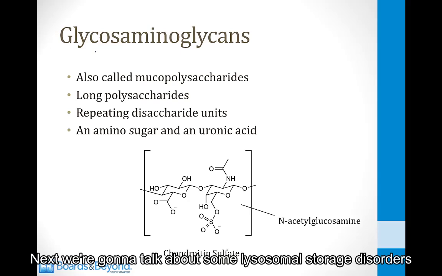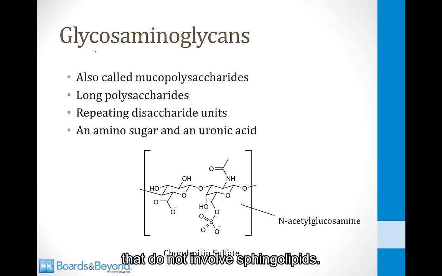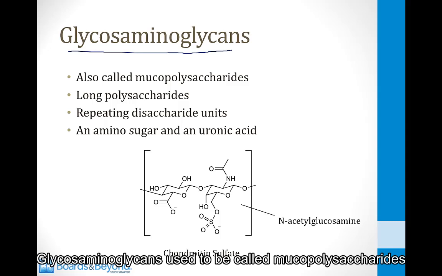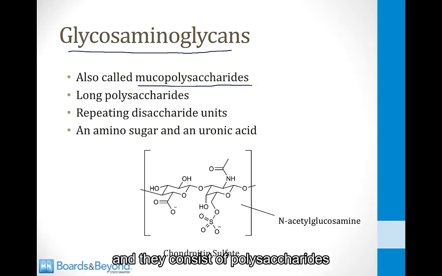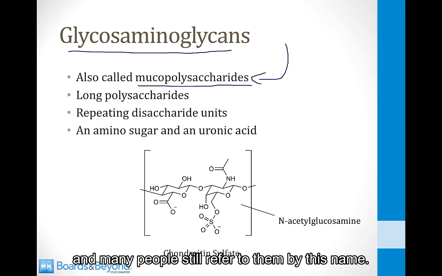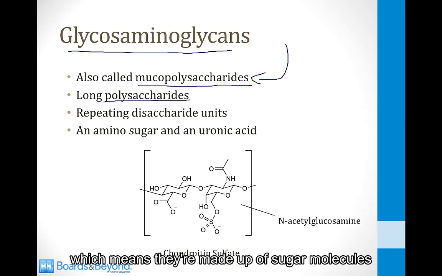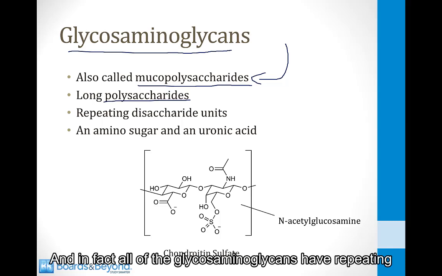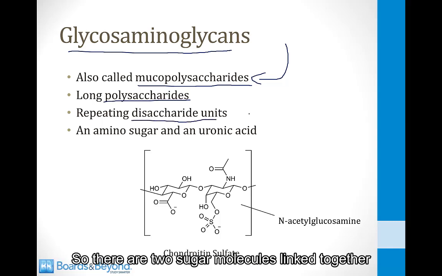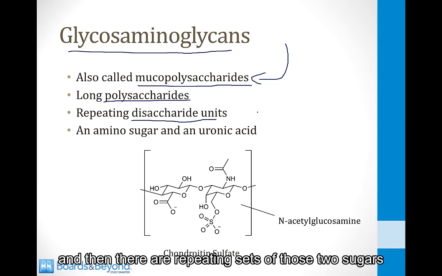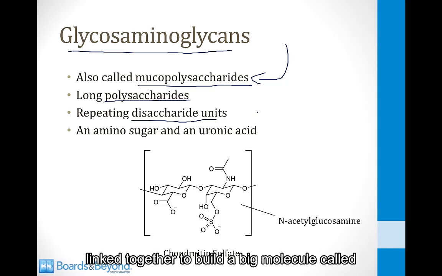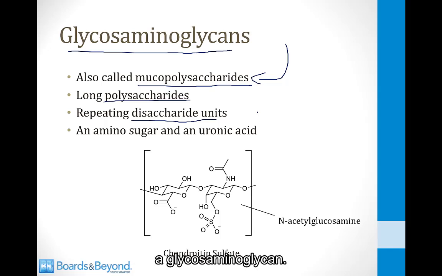Next, we're going to talk about some lysosomal storage disorders that do not involve sphingolipids. These storage disorders involve structures called glycosaminoglycans. Glycosaminoglycans used to be called mucopolysaccharides because they're found in mucus and they consist of polysaccharides, and many people still refer to them by this name. They are long polysaccharide chains, which means they're made up of sugar molecules of 6 carbons attached to oxygens and hydrogens. And in fact, all of the glycosaminoglycans have repeating disaccharide units. So there are 2 sugar molecules linked together, and then there are repeating sets of those 2 sugars linked together to build a big molecule called a glycosaminoglycan.